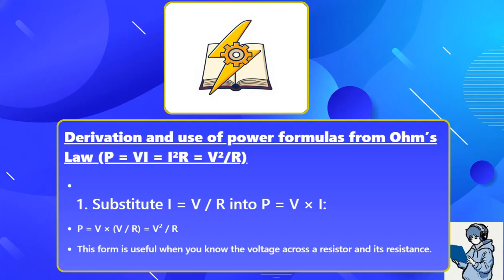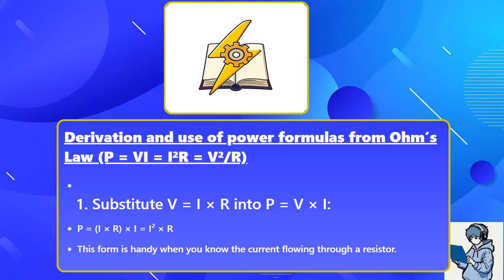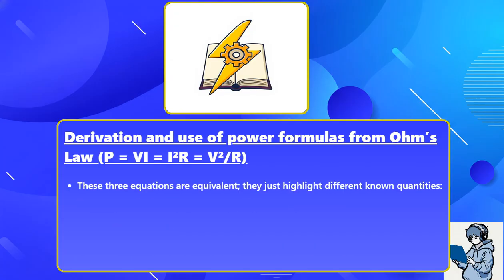This form is useful when you know the voltage across a resistor and its resistance. Substitute V equals I times R into P equals V times I. P equals I times R times I equals I squared times R. This form is handy when you know the current flowing through a resistor. These three equations are equivalent, they just highlight different known quantities.